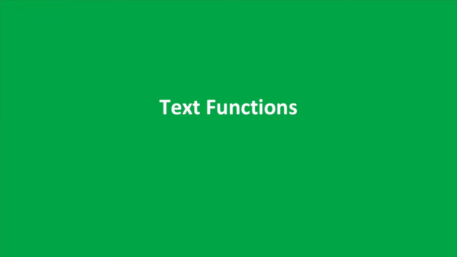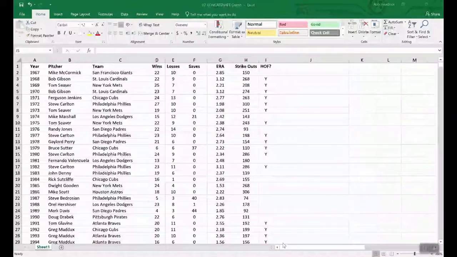Text functions contain some very powerful tools to adjust and rearrange and even combine cell data. Most often, these functions are used with worksheets that contain information and function as a database. I'm talking about collections such as mailing lists, product catalogs, or even Cy Young Award winners. Let's revisit our list of great pitchers for this next demo.